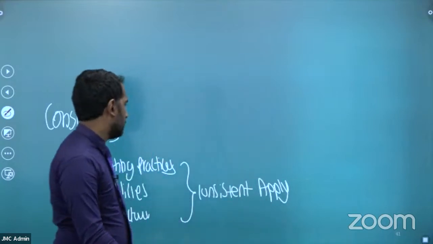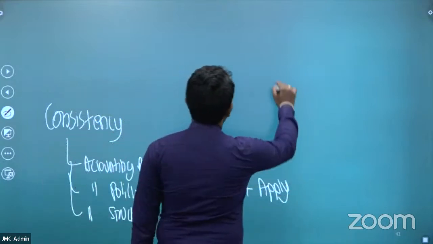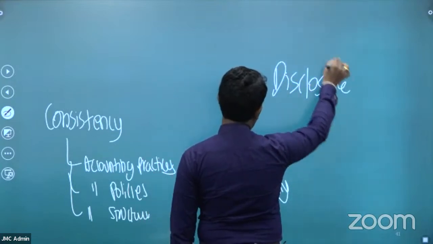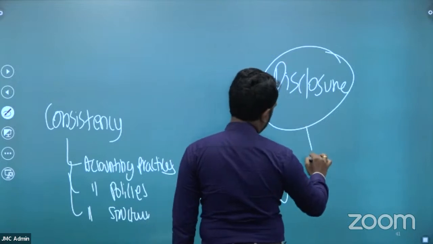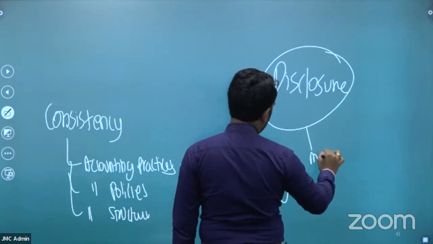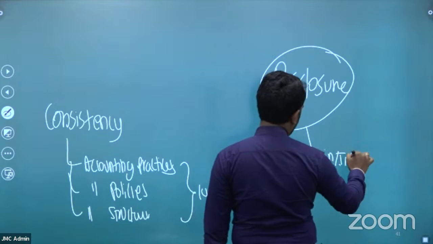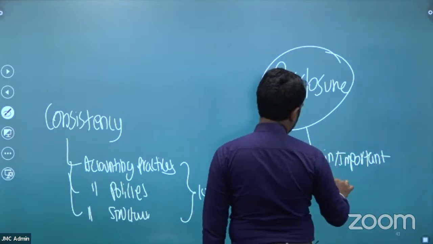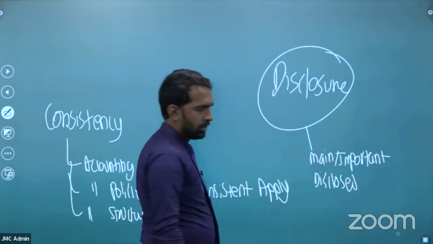So that is one of the accounting concepts. Another, I would say the last accounting concept, is on the disclosure. Disclosure means if it is the main or the important information, it needs to be disclosed, right?